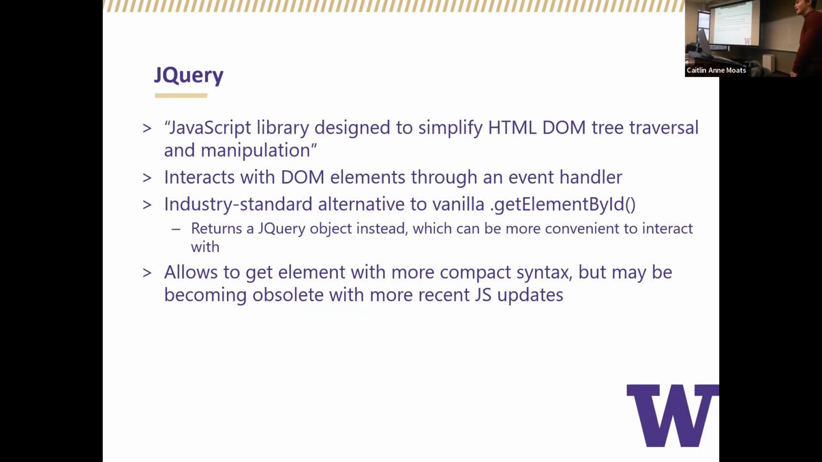Okay, so now we're going to get to jQuery. jQuery is a JavaScript library that is designed to simplify HTML DOM manipulation and tree traversal. What it does in practice is use its syntax to work with the elements, with those tags that we discussed last seminar. It does it through something called an event handler, which is also provided in vanilla JavaScript. Vanilla JavaScript just means pure JavaScript with no libraries.